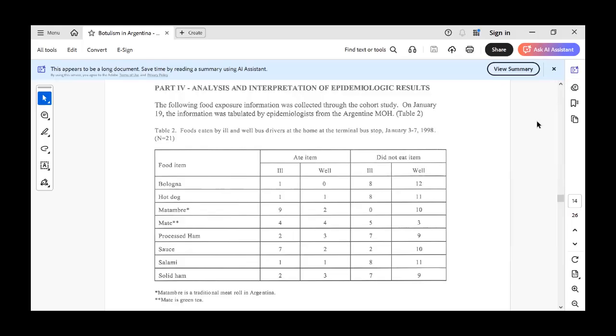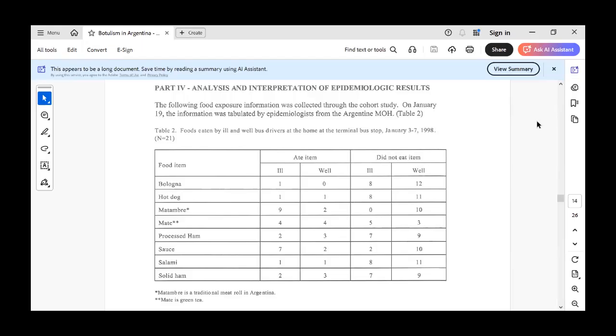100%. Correct. Okay, and the attack rate for those who did not eat bologna, so the incidence of botulism among all the people who did not eat bologna, would be what? 67%. 67? What's the numerator? Would it be 8? 8, correct.